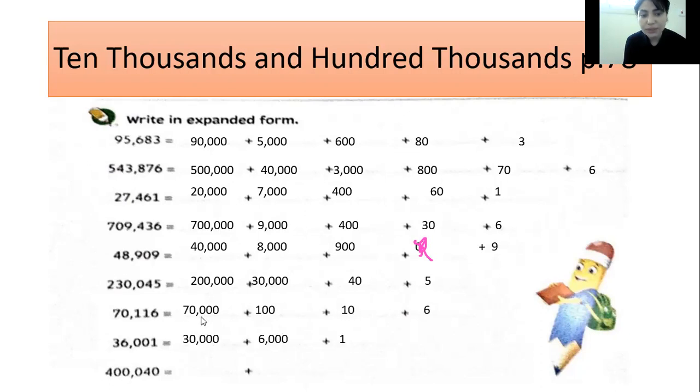70,116, it will be 70,000 plus 100 plus 10 plus 6. 36,001 is 30,000 plus 6,000 plus 1. 400,040 is 400,000 plus 40, and all the rest is 0.